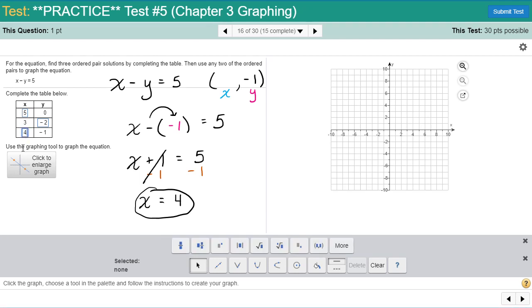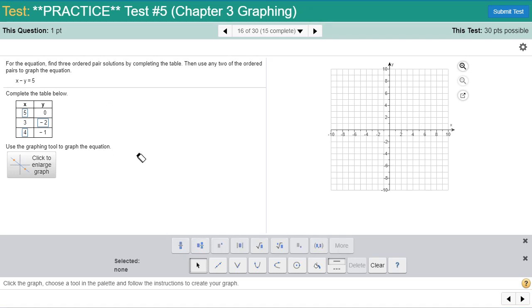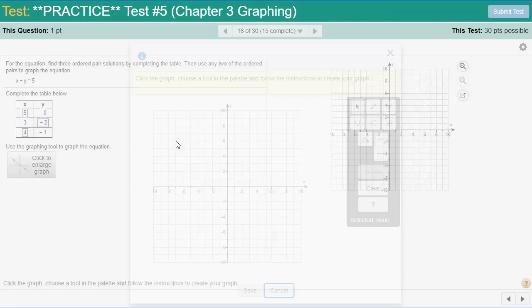Positive 4. All right, so we've got our table all complete. So I'm going to go ahead and clear this screen and take a look. How do we actually graph this information? Remember, we've got 3 ordered pairs here, but the directions tell us to use any 2 of these ordered pairs to graph. To graph this line, we're going to click on this button below the table, which says click to enlarge the graph.